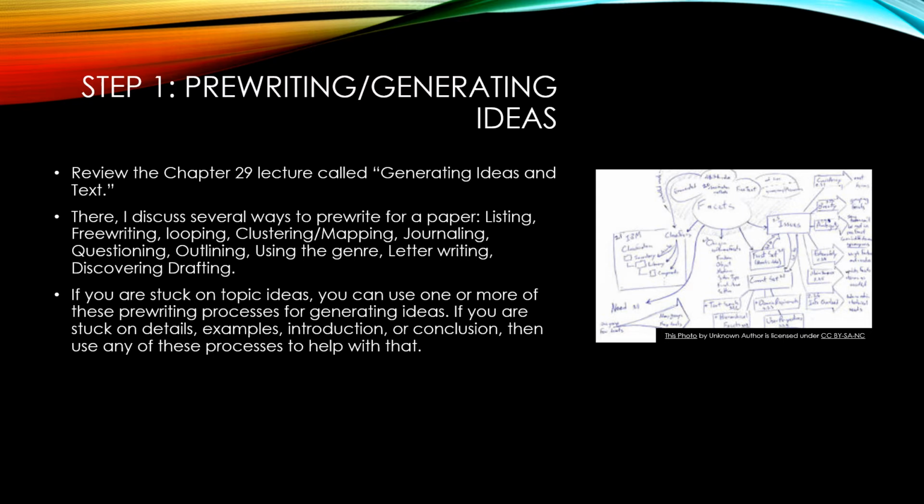If you are stuck while you're writing your paper on details, examples, introduction, conclusion, then you can use any of the processes to help with that. So, listing, free writing, and clustering and mapping are the three most common types of pre-writing. Another word you may have heard for pre-writing is brainstorming. Listing out ideas just as quickly as you can in a long list of words or phrases is something that a lot of people do in life, not just for papers, but listing as a way of brainstorming.